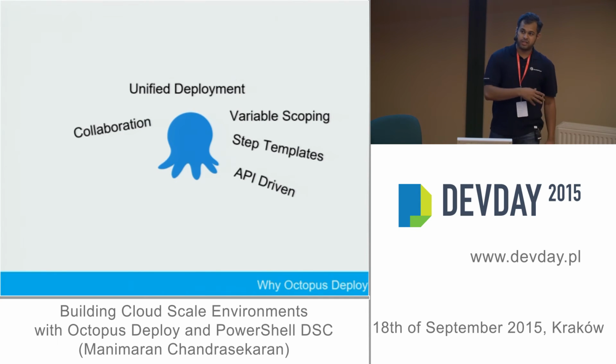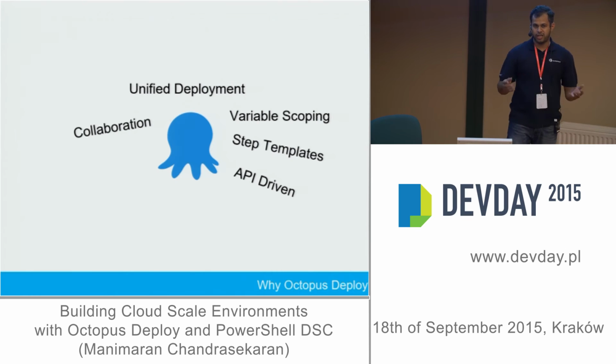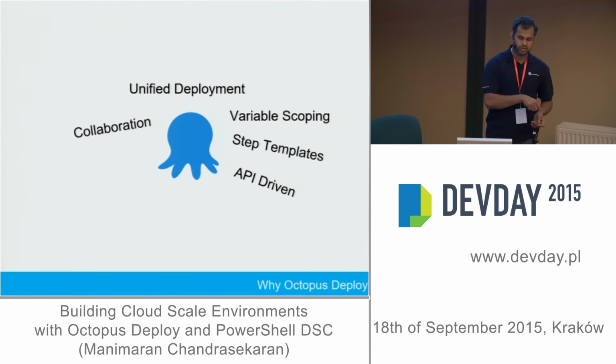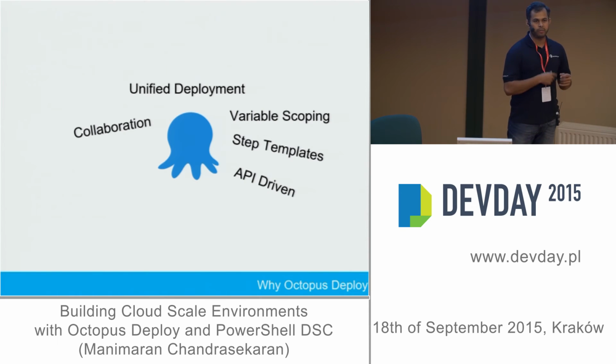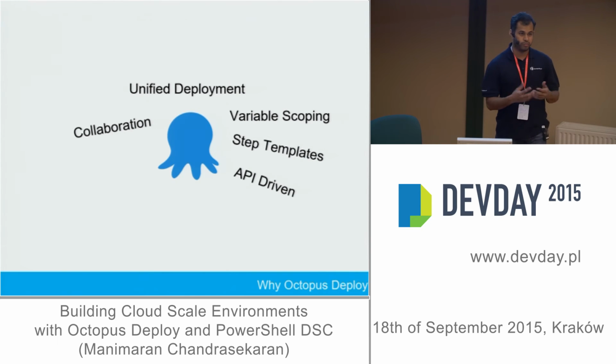And Octopus Deploy is heavily API driven, and you could see everything through the API, which I'm going to show you in a minute. So you could automate on top of Octopus Deploy by using the API, and you could produce reports.